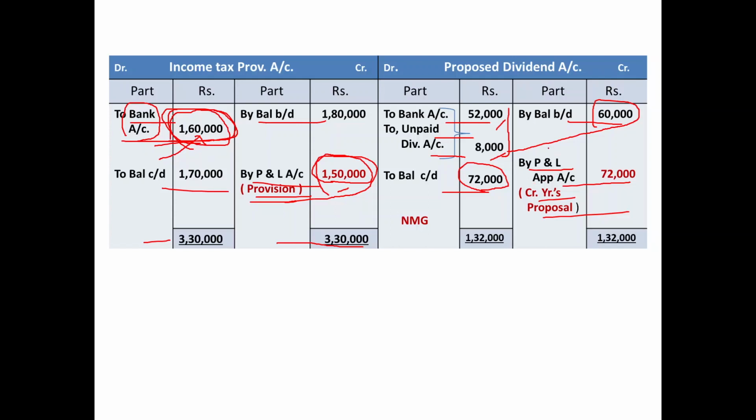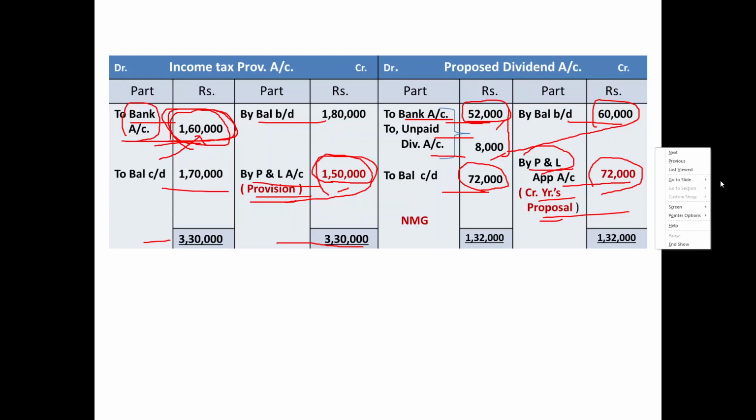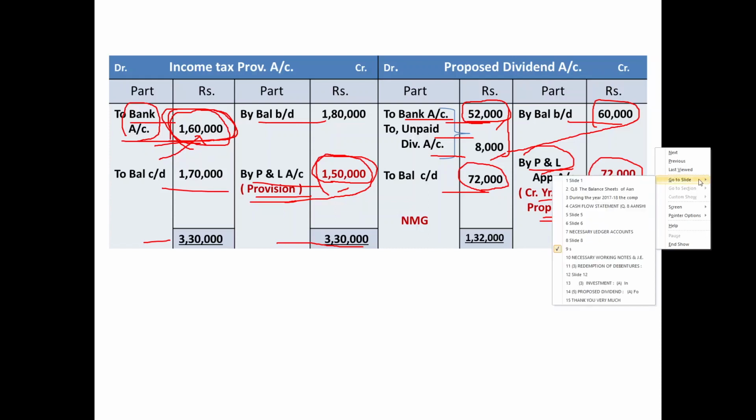Cash flow impact. On the debit side, title came bank indicates cash outflow. Under title C, proposed dividend of last year paid minus 52,000. Profit and loss title came on the credit side. Current year's proposal 72,000. It's a non-cash item, and that is why it will be and should be added back in the net profit of the current year under title A.